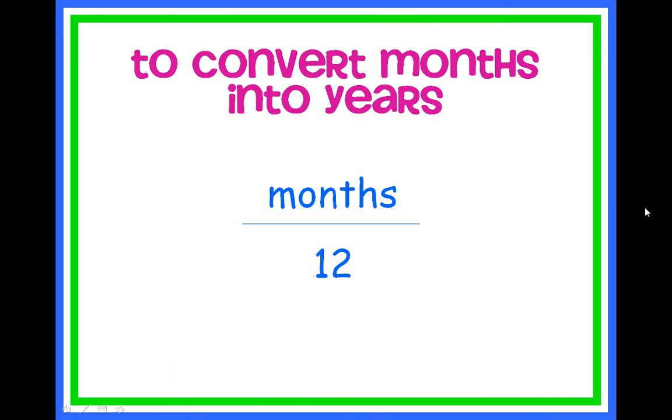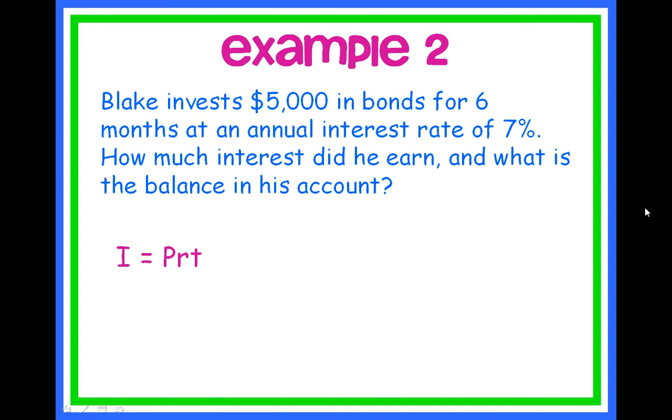Okay, well, what happens if we have months listed instead of years? Well, your formula still asks for years. So to find how many years something is, you can take the months, so 4 months, 5 months, and divide it by 12, and you'll get a decimal, which you can put into your formula, or a fraction. Alright, Blake invests $5,000 in bonds for 6 months at an annual interest rate of 7%. How much interest did he earn, and what is the balance in his account?